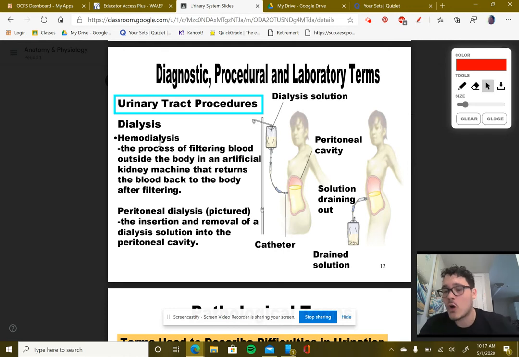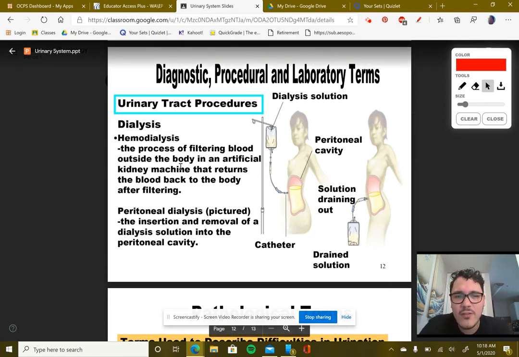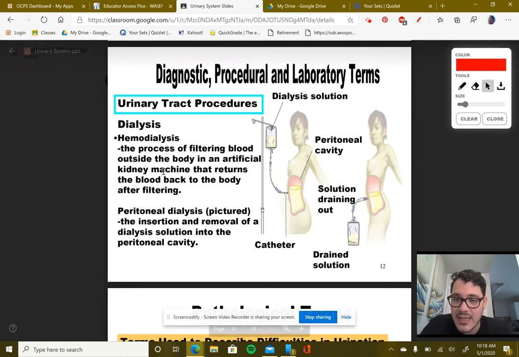A lot of you have probably heard of dialysis before. Dialysis is a procedure done to function as your kidneys. If your kidneys are malfunctioning, you can't filter your blood. And if you can't filter your blood, you run the risk of toxins literally killing your body just because you have too much of an accumulation of waste. So we have two major processes of dialysis. We have hemodialysis and peritoneal dialysis.